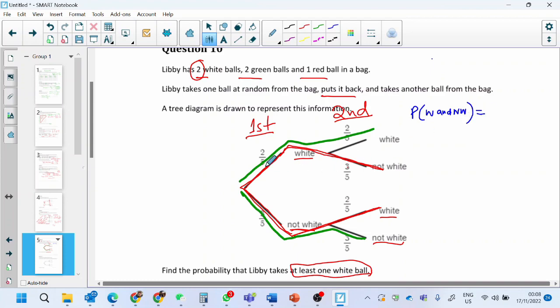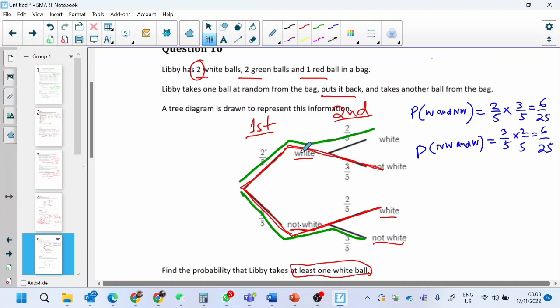is equal to probability of white is 2 out of 5 times not white is 3 out of 5, which gives us 3 twos are 6 out of 25. And probability on the second branch, if we see not white and then white, the red one, not white is here 3 out of 5 and white is 2 out of 5. So it again gives us 6 out of 25.